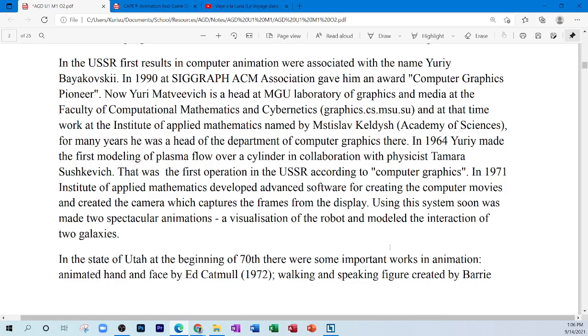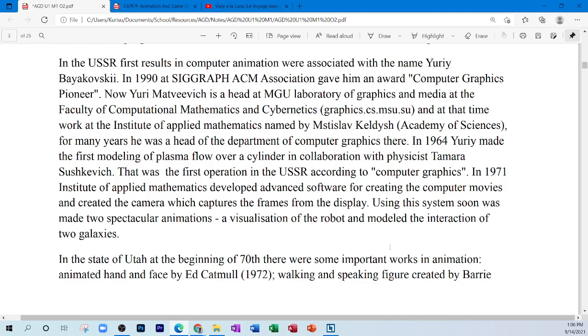In 1964, Yuri made the first modeling of plasma flow over a cylinder in collaboration with physicist Tamara Sushkevich. That was the first operation in the USSR, according to Computer Graphics.